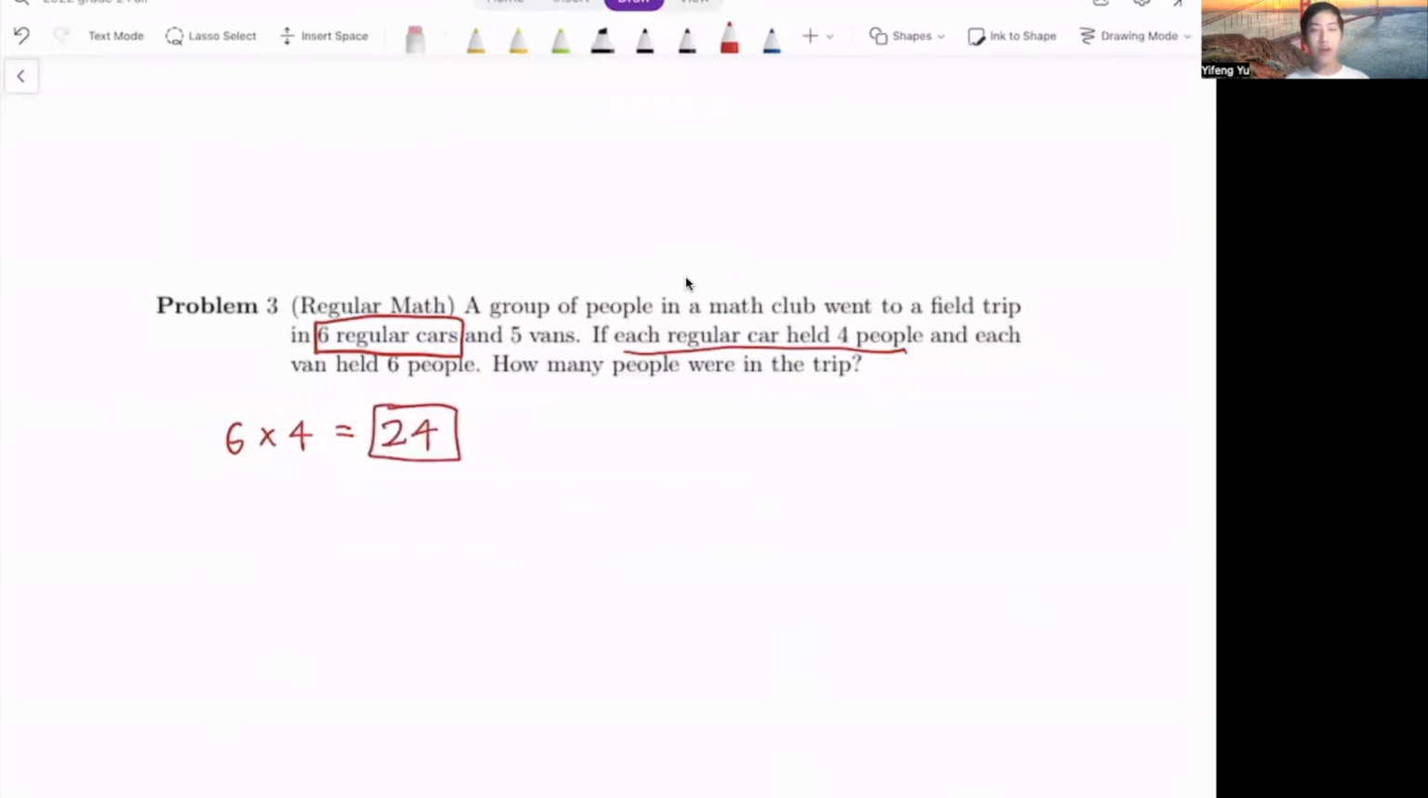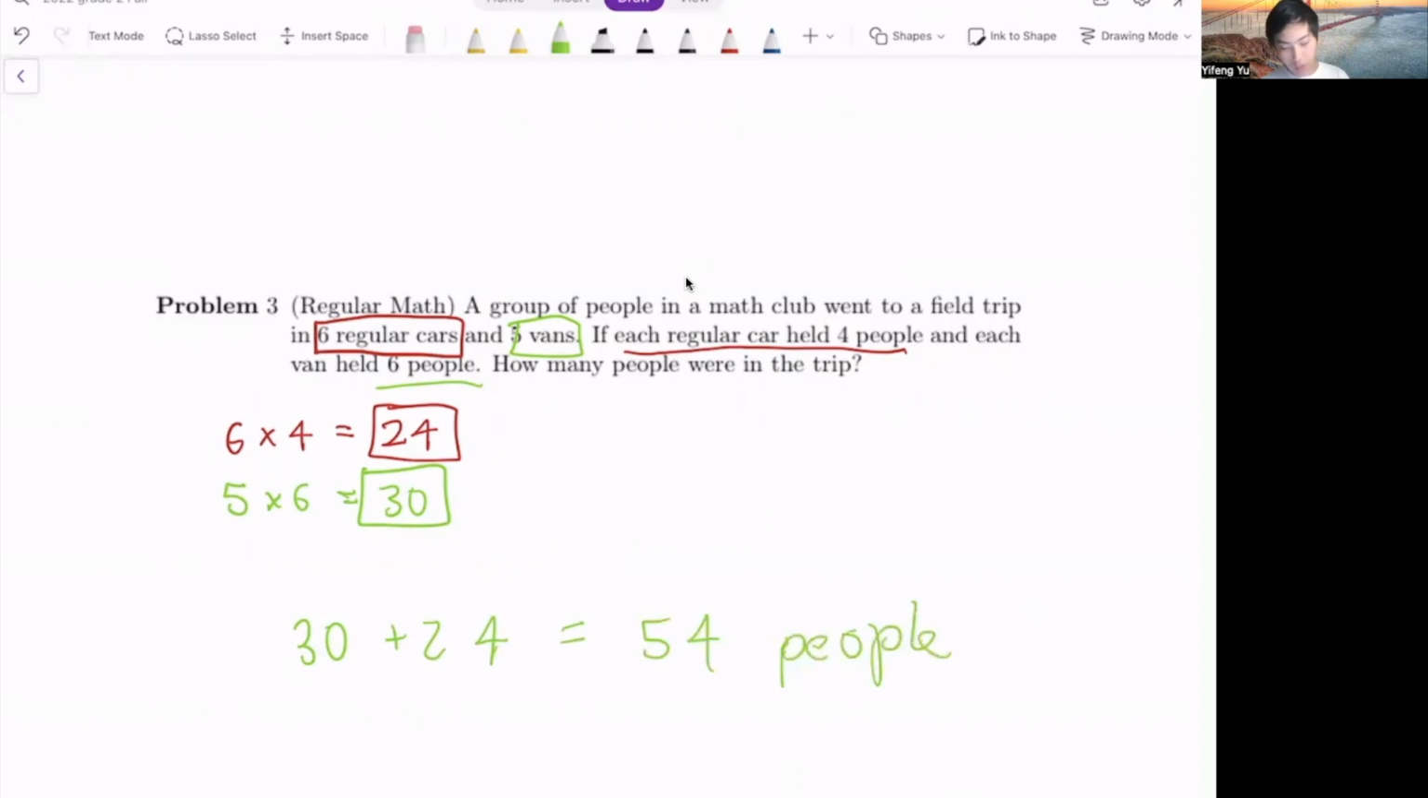Then again, if you don't know how to do this, you can just add them together. 6 added together 4 times. And then we have 5 vans. And from here, we can also derive that each of the 5 vans holds 6 people. So again, 5 times 6 is 30. So in total, 30 plus 24, that is 54 people. So 54 people were on the trip.